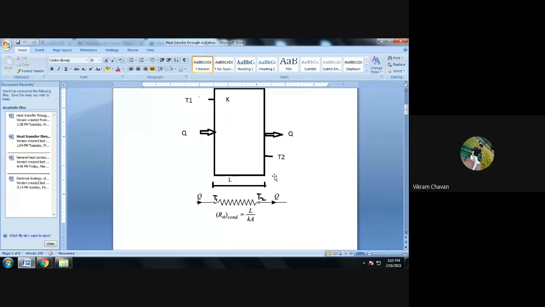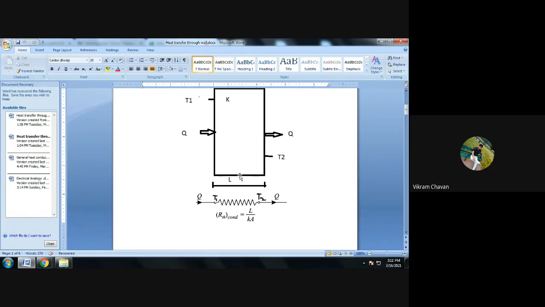But if you want to determine the intermediate temperature, there is no scope for devices to measure the intermediate temperatures of a wall. So what do intermediate temperatures mean? If you consider this surface as x equal to 0, and if you apply the coordinate system, at this particular point x is equal to 0, and at this particular point x is equal to L.